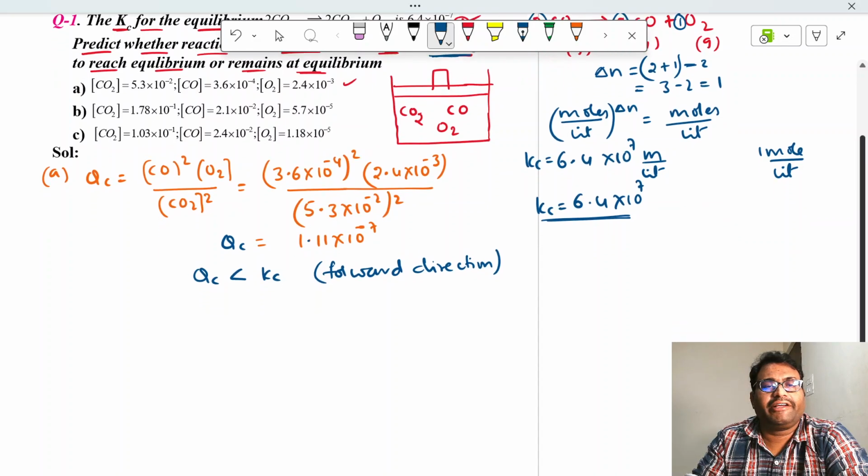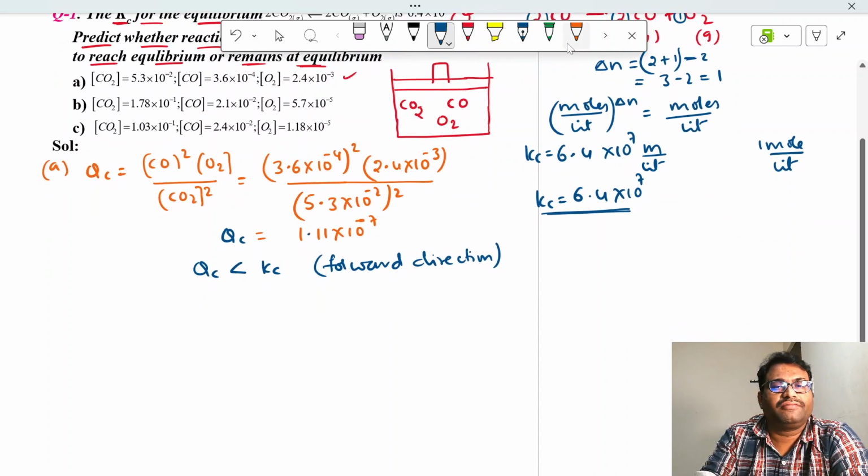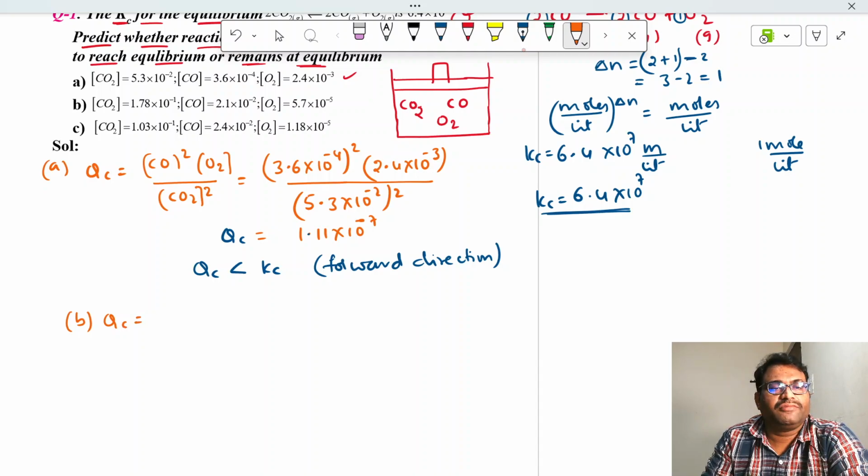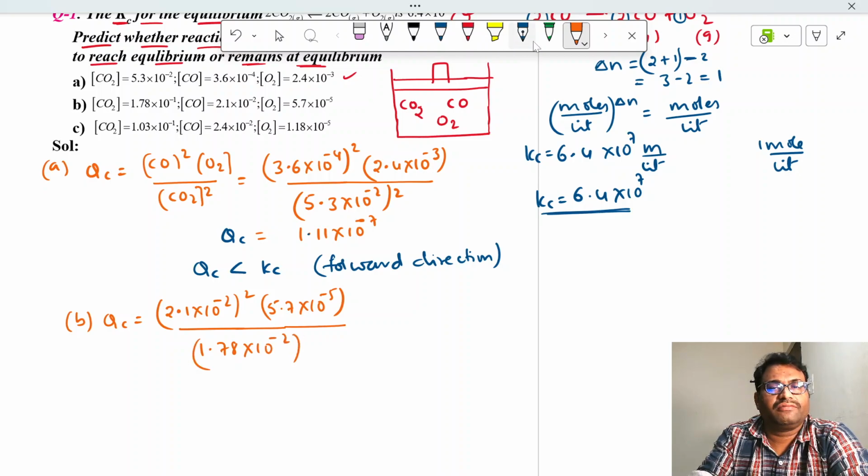Okay. Next, let us see Qc for the second one, B. Again Qc, same formula. What is given? 2.1 into 10 power minus 2 squared, into O2 5.7 into 10 power minus 5, by 1.78 into 10 power minus 2 to the power minus 1. What is that? Minus 1.